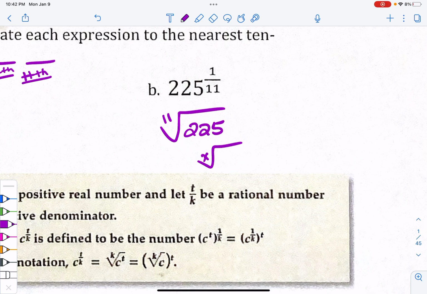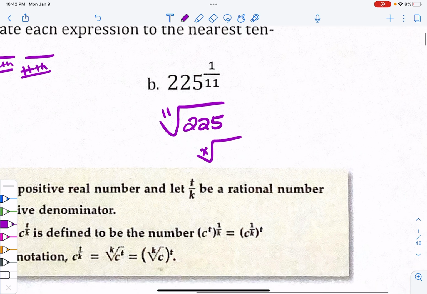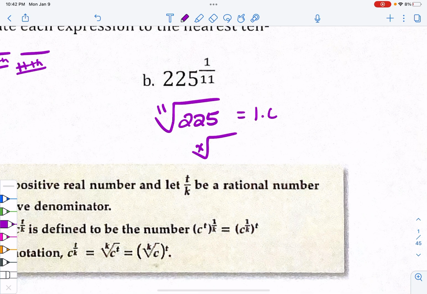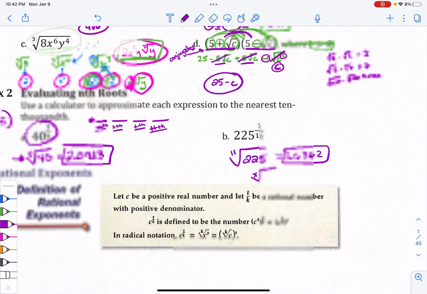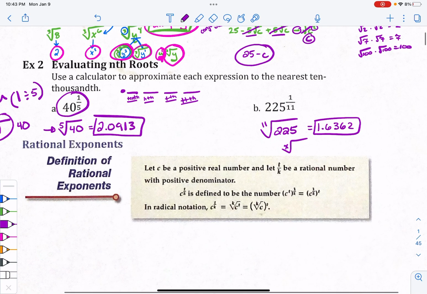Let me see if I can do it. 225 to the 11th root. And I don't know if this is right, 1.6362. I don't know off the top of my head what the 11th root should be, but that sounds like it's okay. 1.6362 if you round to 4 decimal places. Okay, so that's how you will type those numbers in.